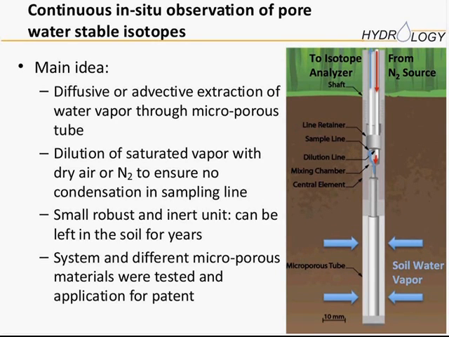And that mixing is important in order to prevent any condensation in the tube lines. The other way to do that would be heating up the sampling tubes, but this is quite cumbersome. So that dilution that we do helps us to prevent that condensation, and so we have a small, robust, inert unit, and we already tested it for several months to years. You can leave it in the soil, and you can just go there again, do some measurement or do some more continuous measurement over time.